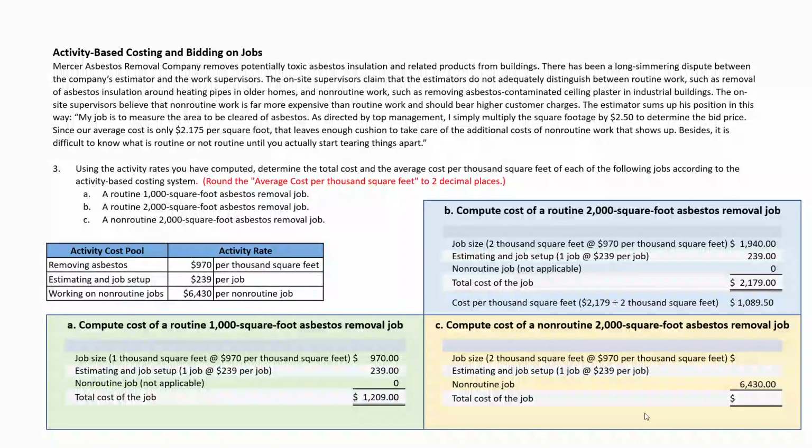Hopefully this helped you become more comfortable with working through ABC costing.